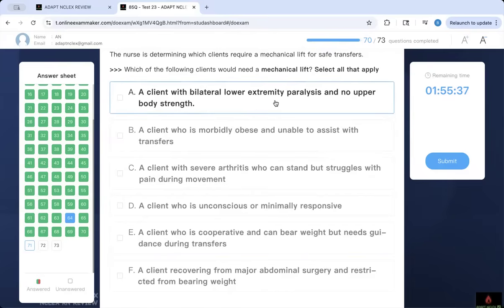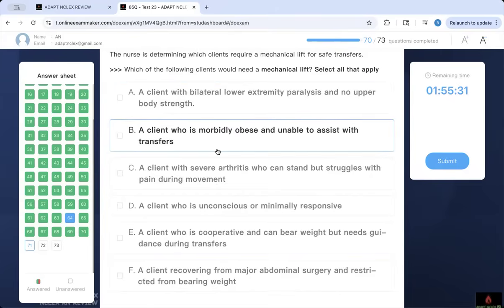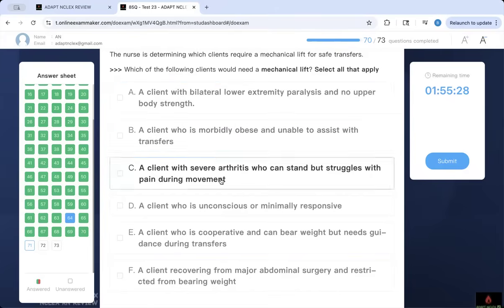A client with bilateral lower extremity paralysis and no upper body strength. They have no upper body strength. A client who is morbidly obese and unable to assist with transfer. A client with severe arthritis who cannot stand and struggles with pain during movement. A client who is unconscious or minimally responsive. A client who is cooperative and can bear weight but needs guidance during transfer. A client recovering from major abdominal surgery and restricted from bearing weight. Who? Pick your answer, let me know.